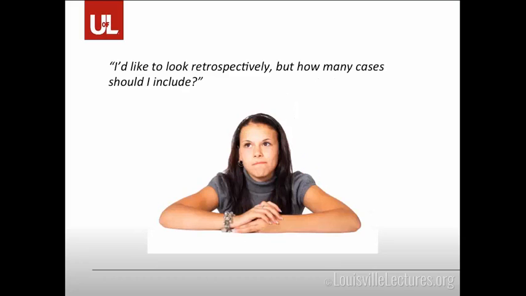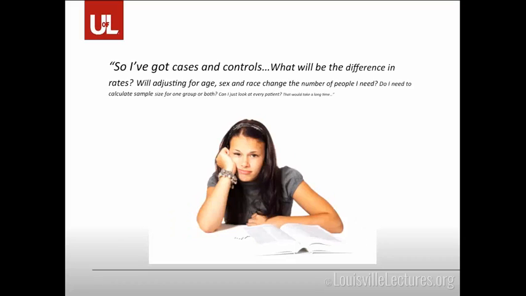So she wants to look retrospectively, but she doesn't know how many cases she should include. This is just the first of potentially many statistical issues she'll have. So she begins to think about sample size and realizes that there's a lot to this. She has to think of the cases and controls, how many different variables do I want to put into my equation? Am I doing a sample size for one group or two? Is this going to be paired or independent samples? So there are many, many issues.